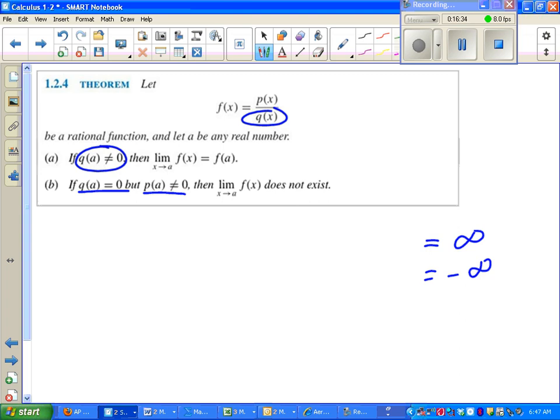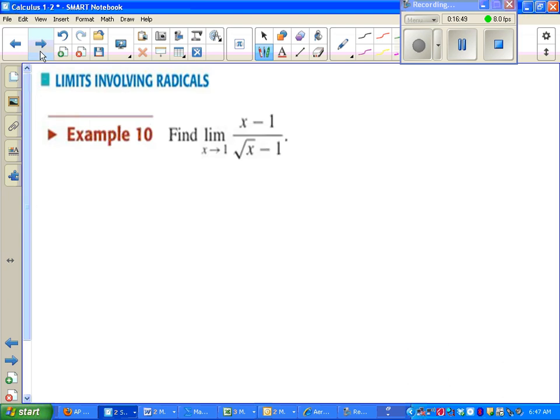We can still think of the idea of infinity and negative infinity, but it would also be right in those cases to say the limit does not exist. That being said, if your limit is infinity or negative infinity, you should still be aware of that because it's a useful idea.